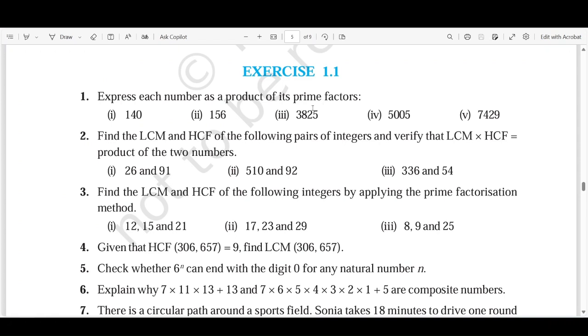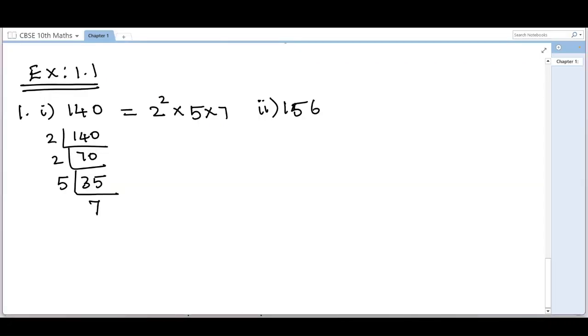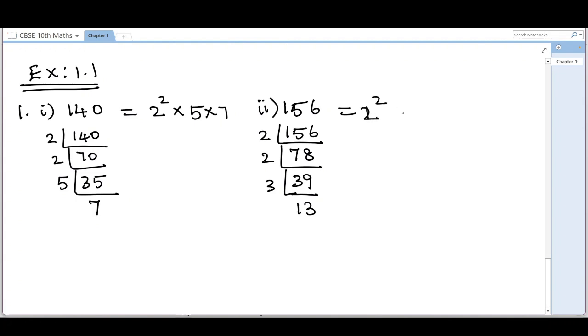Second question, 156. If you divide 156 by 2, always remember if you have an even number, try to start with 2. If you have an odd number, then you have to check for the appropriate number. So if you divide by 2, you will be resulted with 78, 39, 13. So the prime factors for 156 is 2 square into 3 into 13.